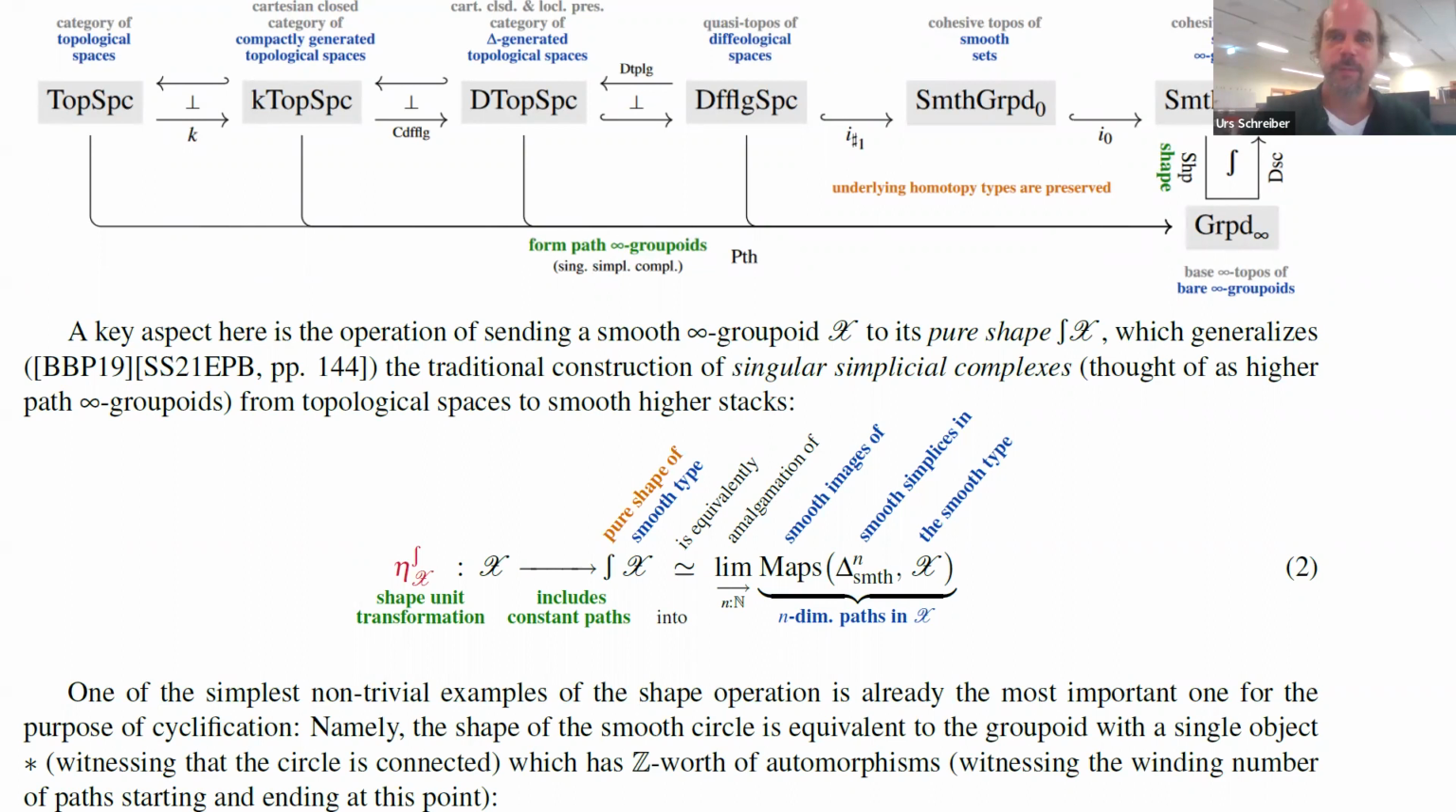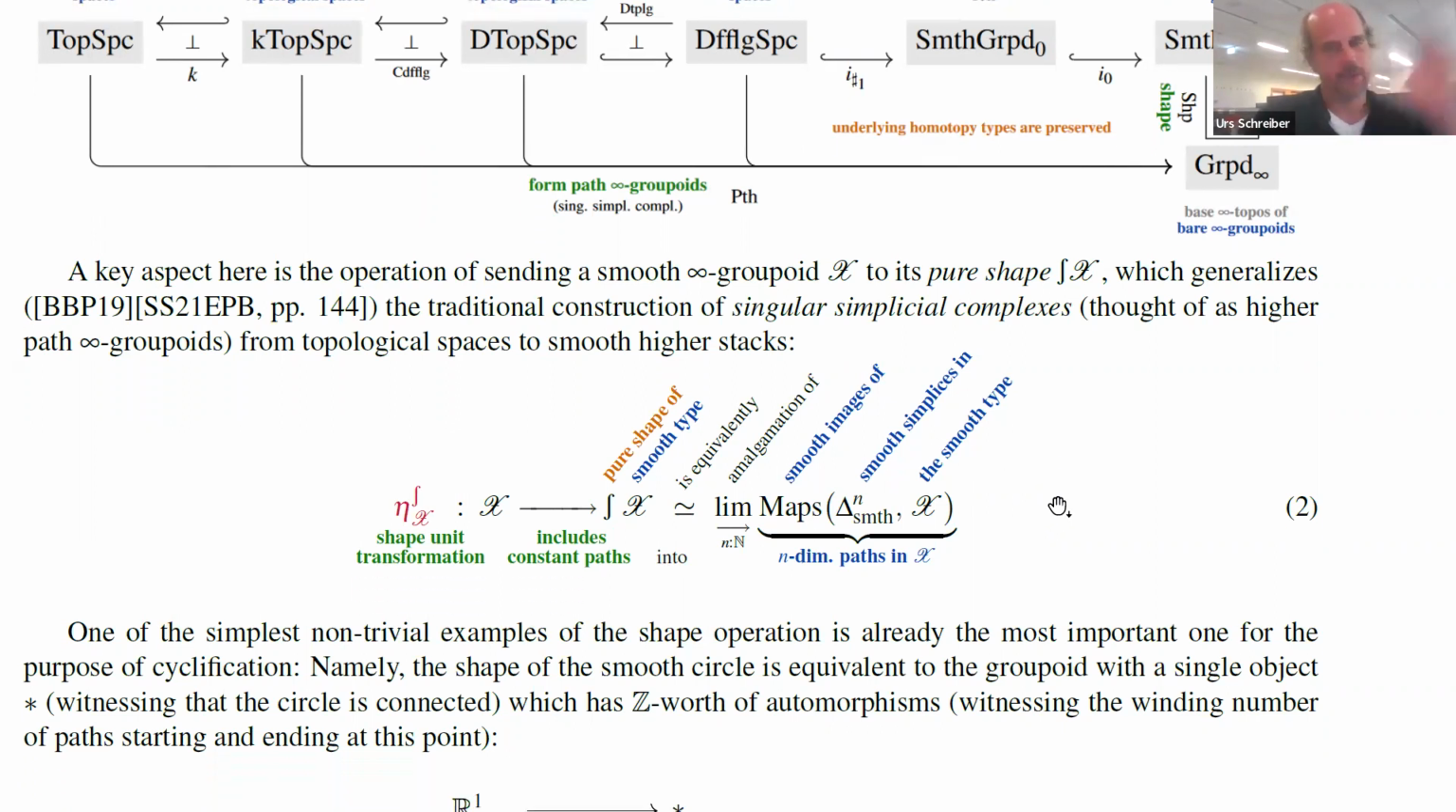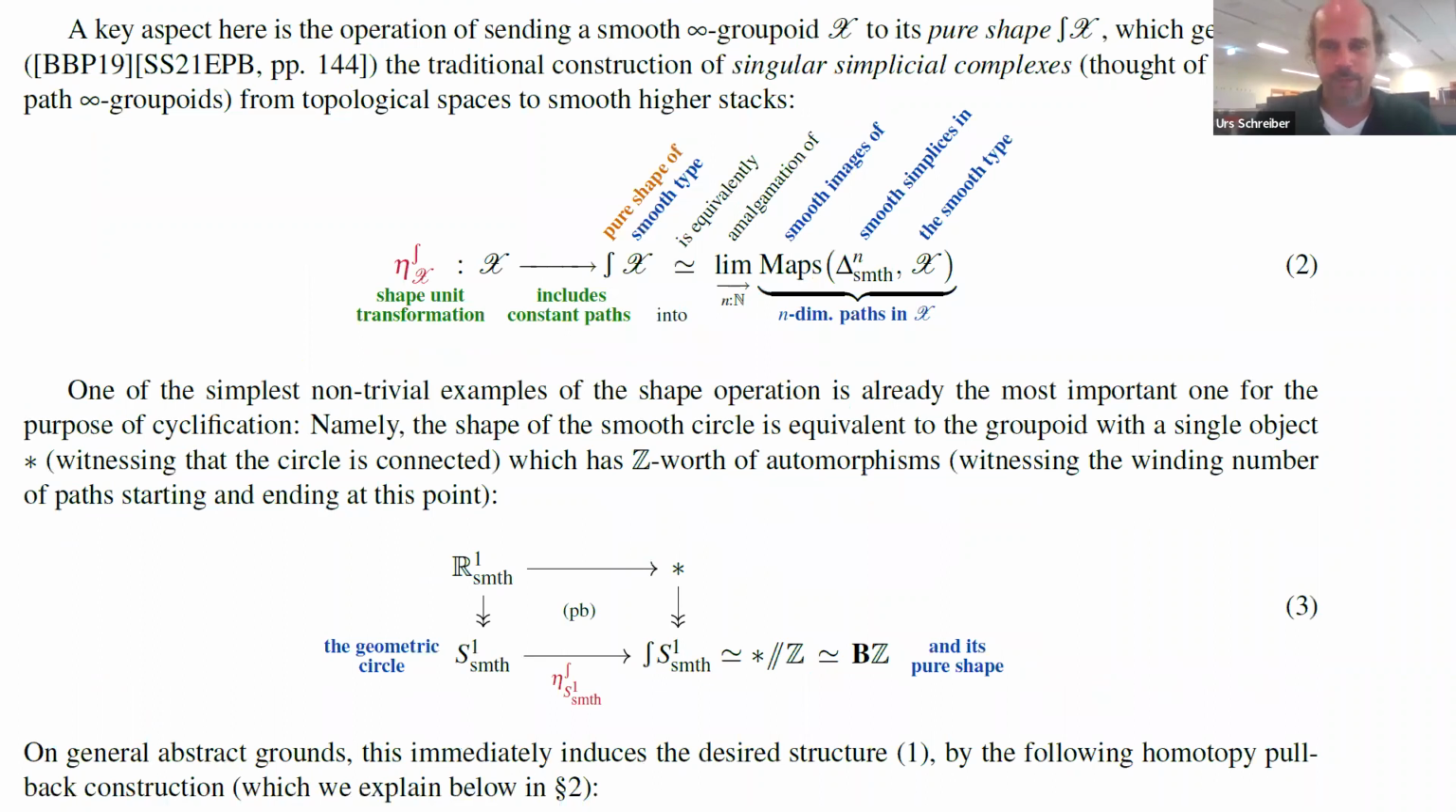We know from abstract grounds that all these possibly very complicated smooth infinity stacks are just amalgamations of the smooth Rn's, possibly in a complex way. There are colimits over representables. So if I have a specific colimit representation of my stack as a colimit over Rn's, then I can just apply the shape operation to each component of this simplicial thing, contract all the Rn's to a point, get a simplicial set, and regard that now as a geometrically constant infinity stack. That will be its shape. Okay, that's just a side remark, that's how we actually compute these things.